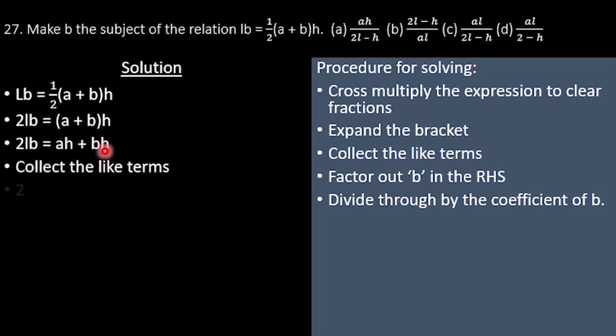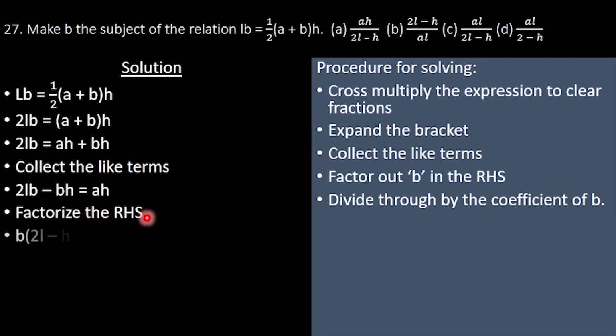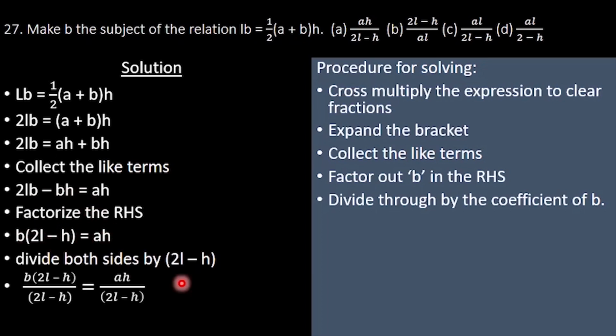Then collect the like terms. That is, you now have 2Lb minus, when plus bh comes to this side, you now have minus bh equals ah. You now factorize the left hand side. We have b in common, write b out. Then b times 2L minus h, close the brackets, equals ah. Then divide both sides by 2L minus h. b now is equal to ah over 2L minus h.